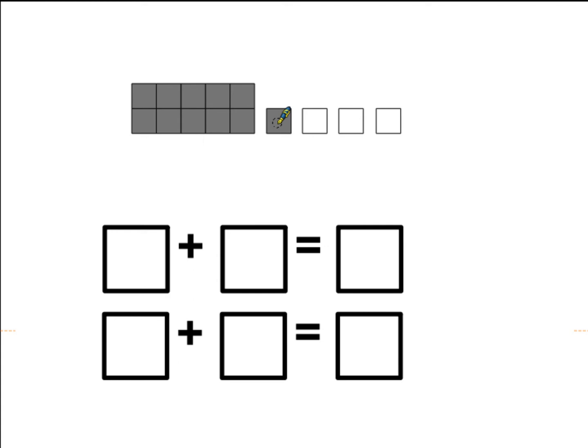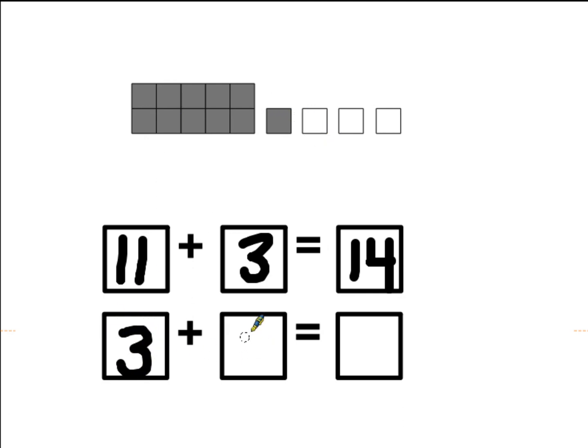You can pause me. You should see if you can figure these out, because I'm going to tell you. We're going to start with the gray ones first. 11 gray squares plus 3 white squares is 14 squares altogether. The other one is, don't start with the gray ones, start with the white ones. 3 and 11 is still 14 altogether.